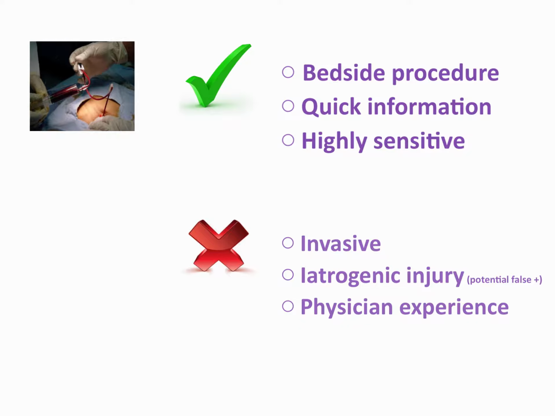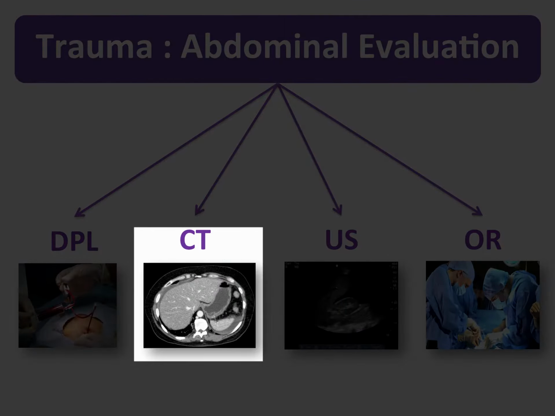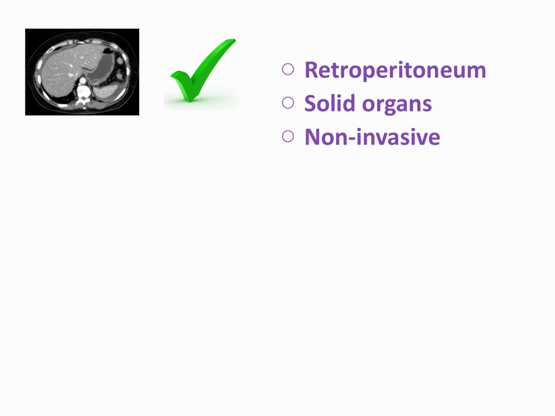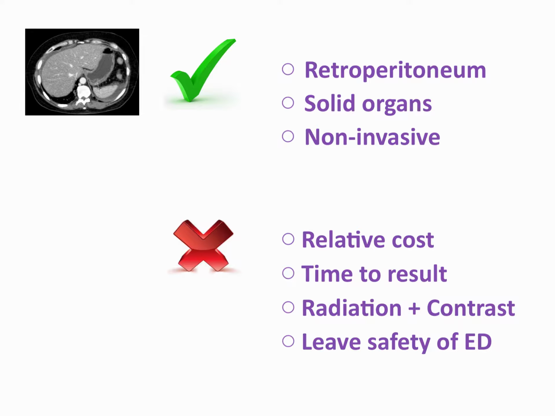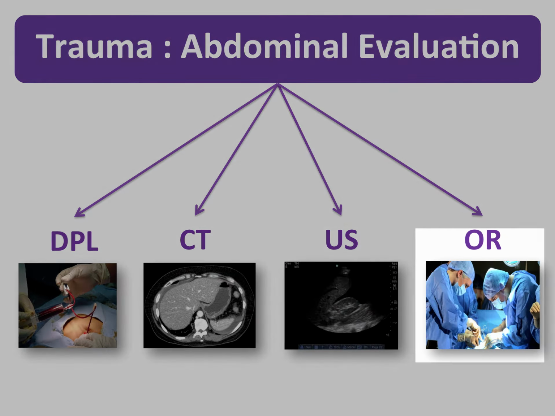Its disadvantages are that it is invasive, there is the potential for iatrogenic injury, and many new trainees and doctors are unfamiliar with the technique as they have never seen or done this procedure. CT scanning is excellent for identifying a high percentage of intra-abdominal injuries. It evaluates the retroperitoneum and solid organs, and it is non-invasive. Unfortunately, it is relatively expensive, time-consuming, exposes the patient to radiation and contrast agents, and most importantly, requires the patient to leave the relatively safe monitoring environment of the ED. This is ill-advised when managing an unstable patient.